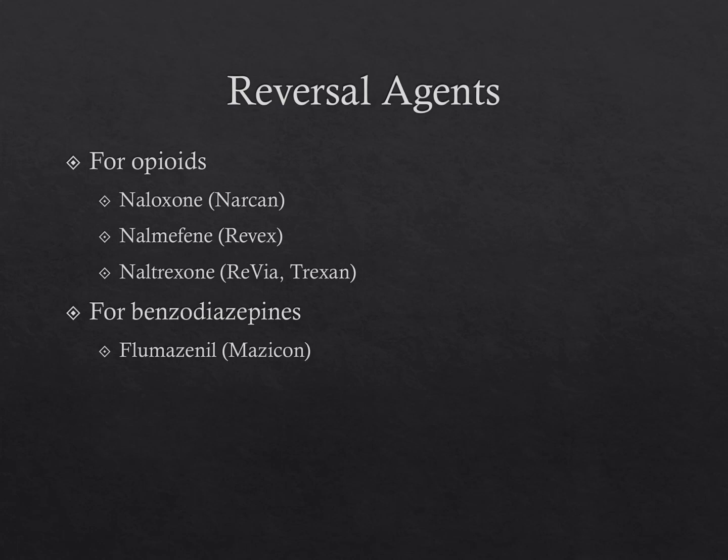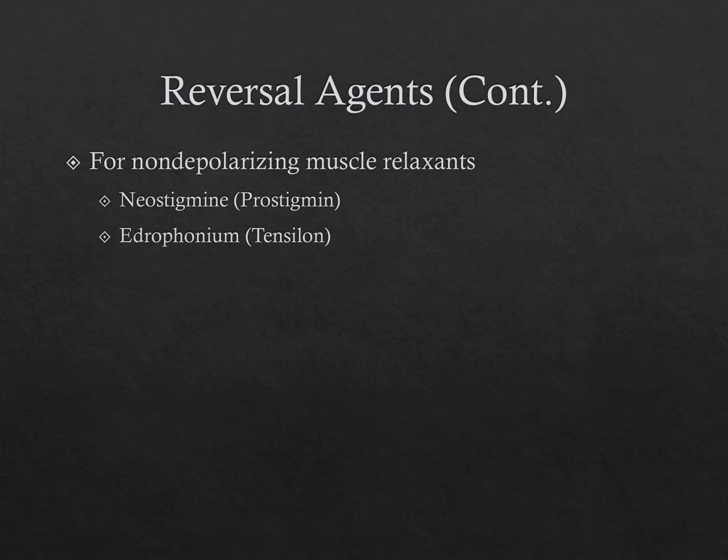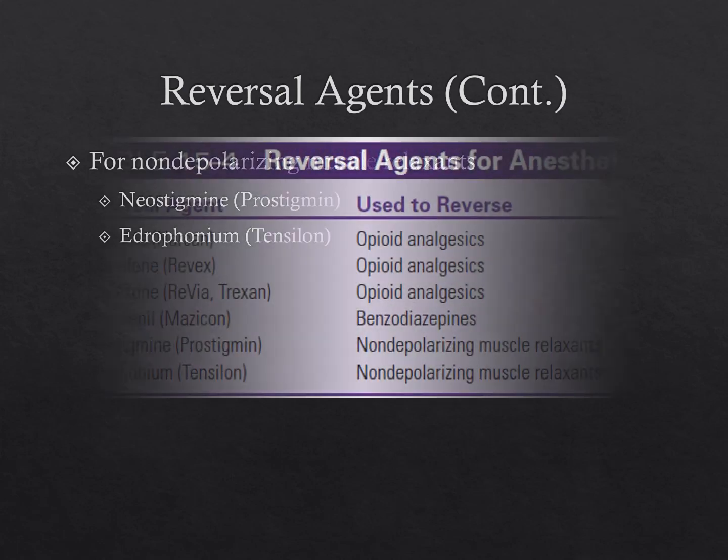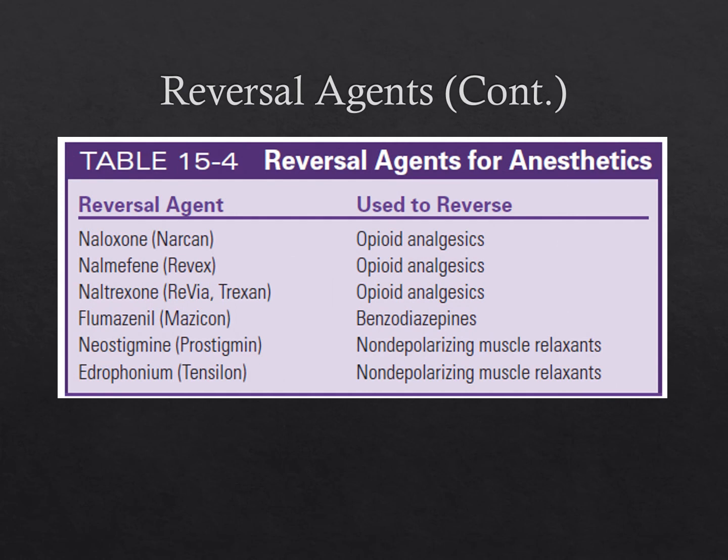If you're needing to reverse benzodiazepines, they can use flumazenil. So it'll just be very specific as to what you're trying to reverse as to what drug you give here as an agent. If you want to reverse non-depolarizing muscle relaxants, you want them to start breathing on their own again, you can give neostigmine and edrophonium. You'll give neo a lot of times. So here's just a little summary table of different reversal agents. Again, it's in your book, and you can see exactly what reverses what.